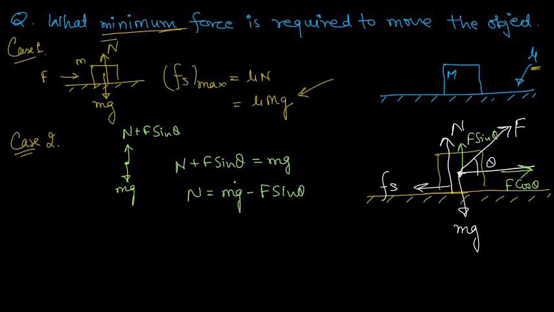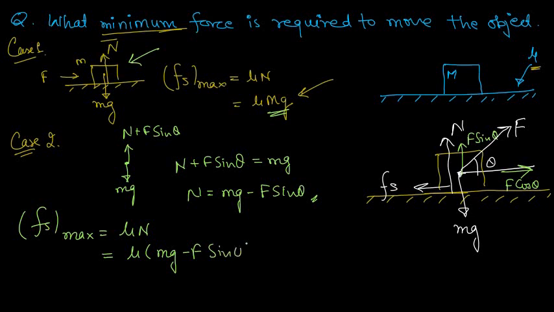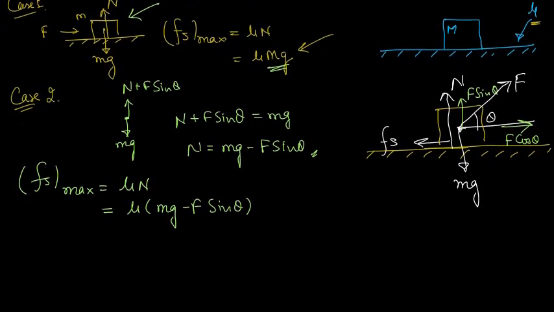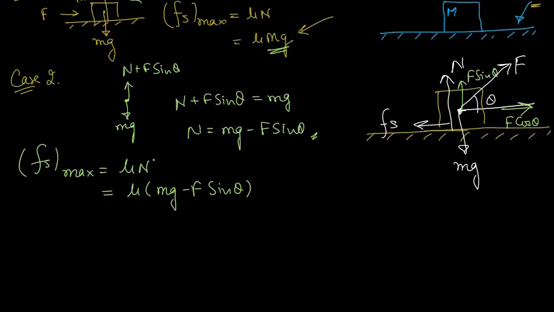See, the normal force depends upon the force you applied and the direction at which you apply it. In the earlier case theta was 0, then sin 0 was 0, so your normal was mg, which should not be the case here. So the maximum frictional force is equal to mu times n, that is mu times (mg minus F sin theta). So remember this. Now do some further calculation of the equation of motion.